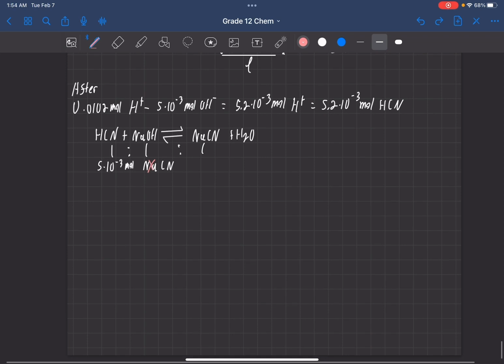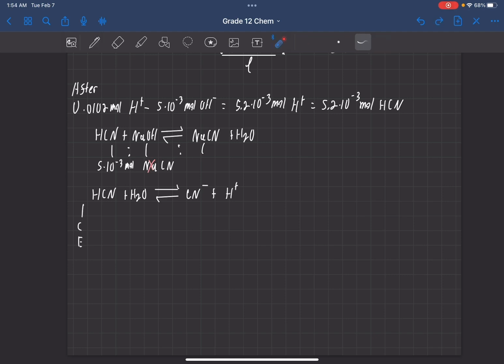Okay, so what are the entities in our ICE table? We have our hydrocyanic acid. We have some water, of course. We have our conjugate, so CN minus, or cyanide ion, and we're going to have some hydronium.